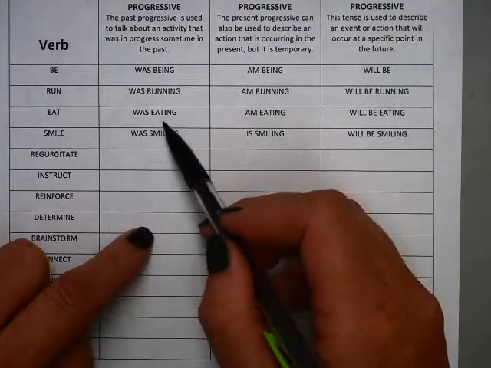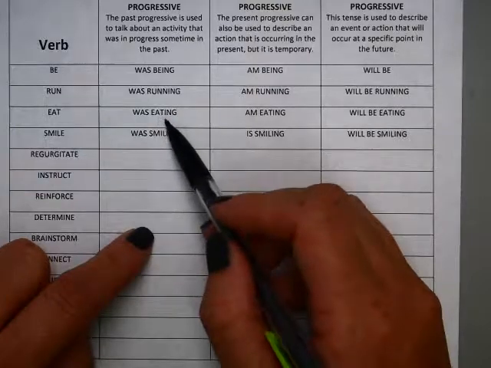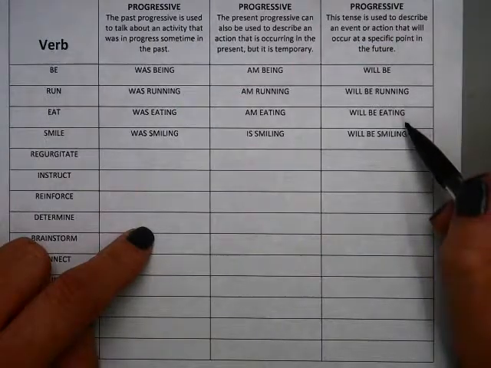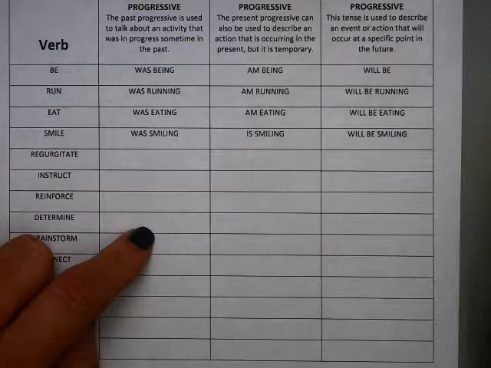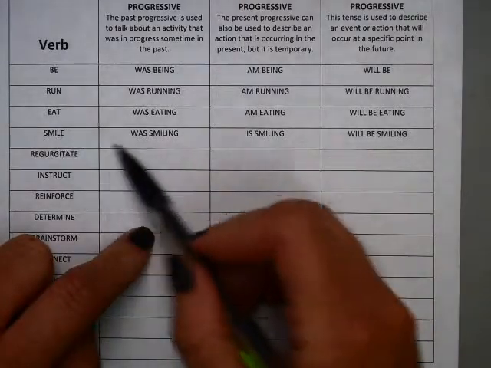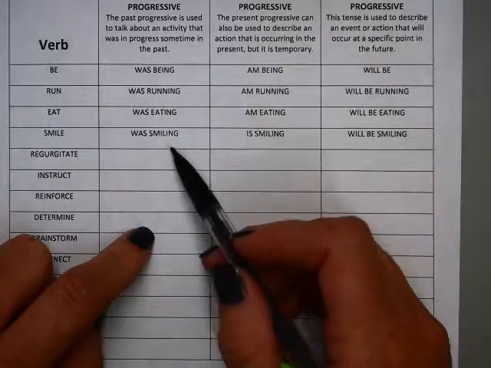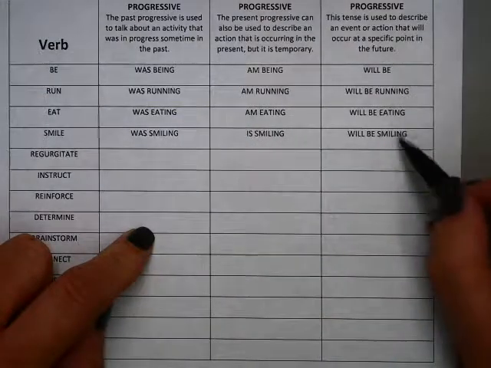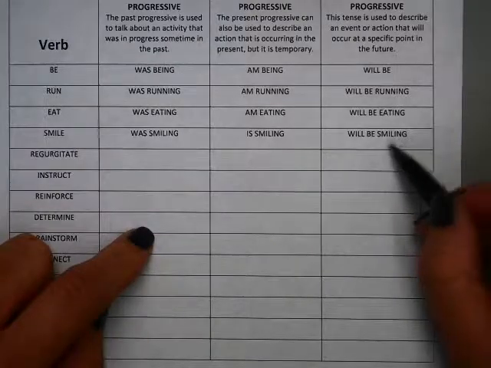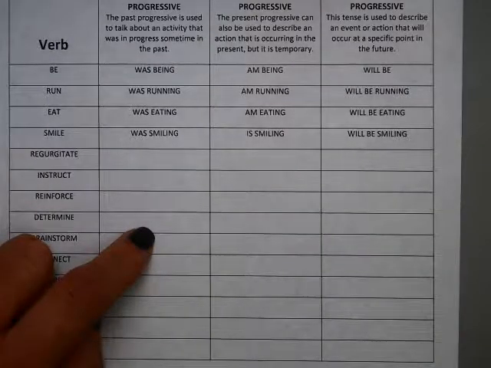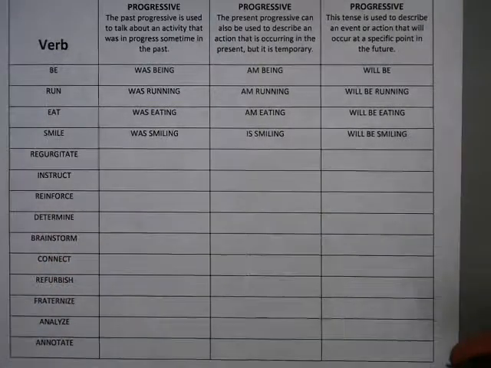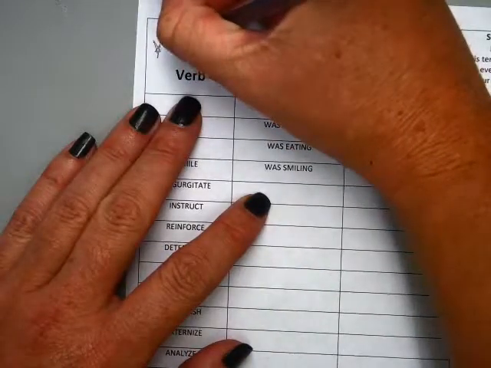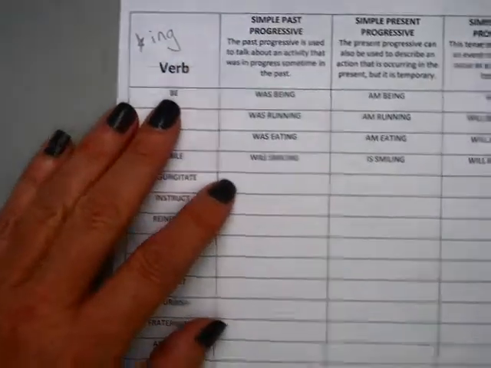And for eat, 10 years ago I was eating pizza. Today I am still eating pizza. And tomorrow, because it's my favorite food, I will be eating pizza all over again. What about smile? I was smiling a few minutes ago. Right now I am still smiling, or he or she is still smiling. And then when good things happen again later, we will be smiling all over again. So this is a very simple verb tense to follow. You just need to remember that it is all about the ing. That's what's so important here.